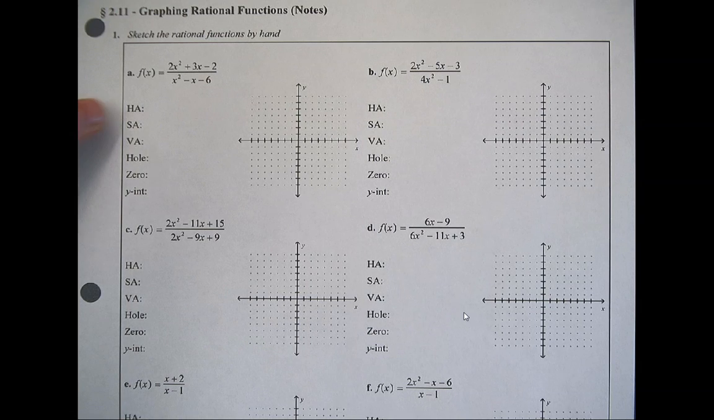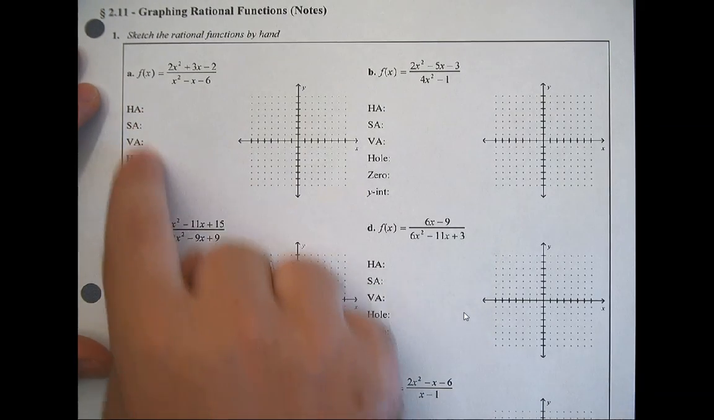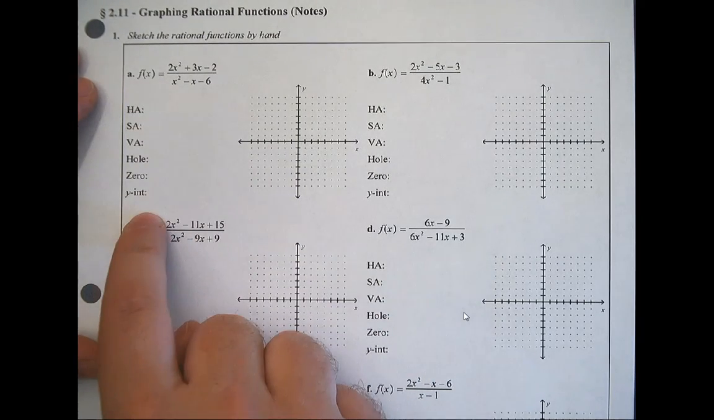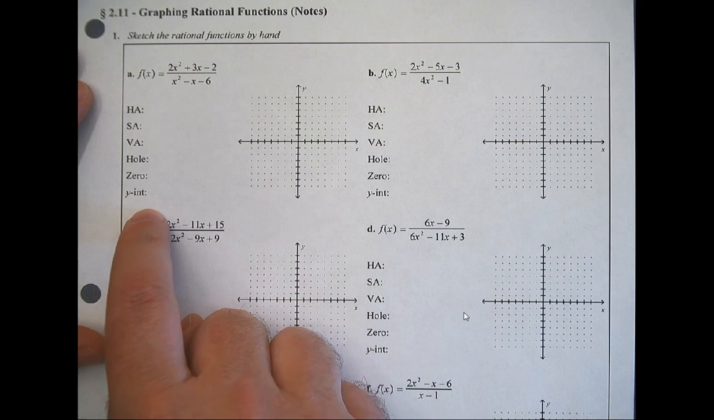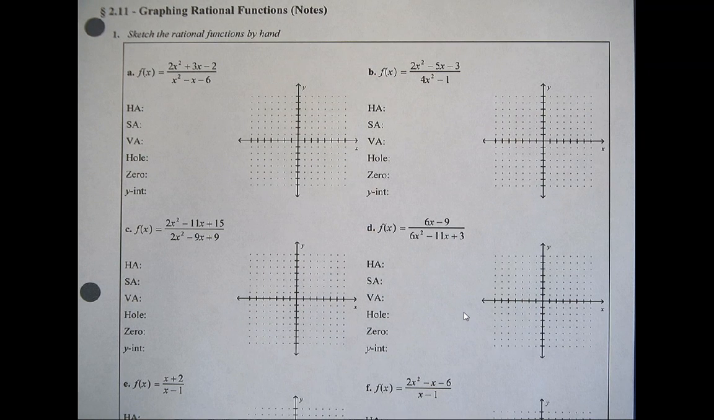So you should be able to fill out this chart. If you haven't yet, you can add that list to the parent function sheet. You should know how to find all these things, or at least be able to look them up on your parent function sheet. We'll do this one together. Let's just do a quick review.